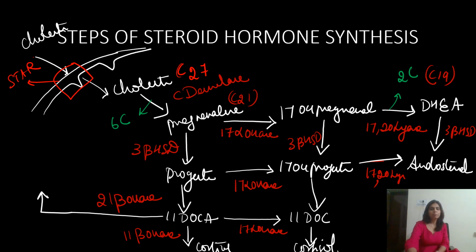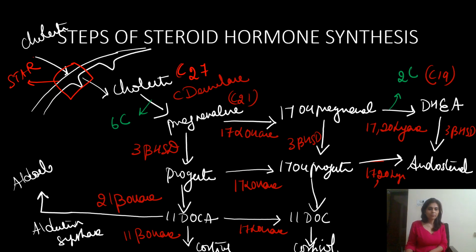So if it is glomerulosa, 11-deoxycorticosterone is acted upon by the next enzyme, aldosterone synthase. And aldosterone synthase converts 11-deoxycorticosterone to aldosterone. This is how the three steroid hormones get synthesized in the three zones of adrenal cortex.